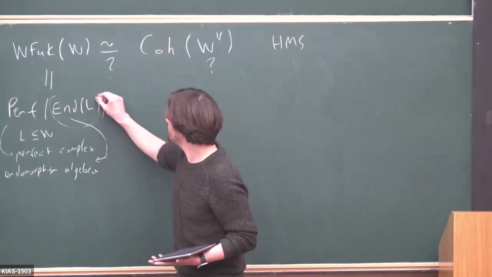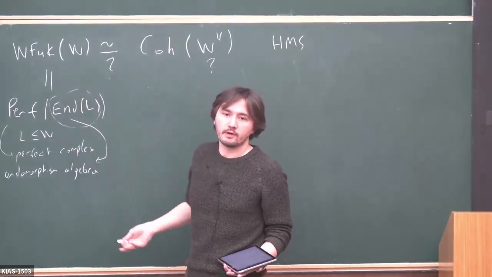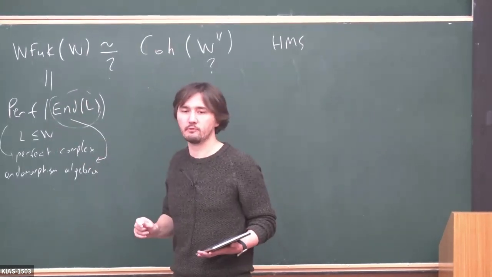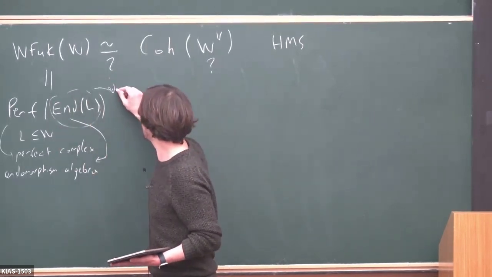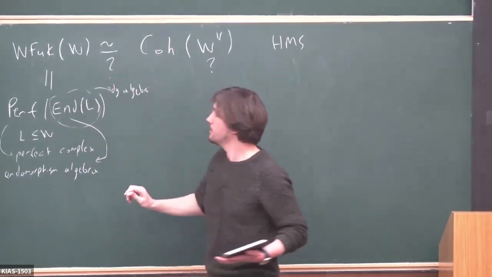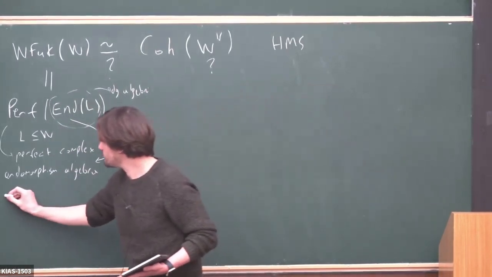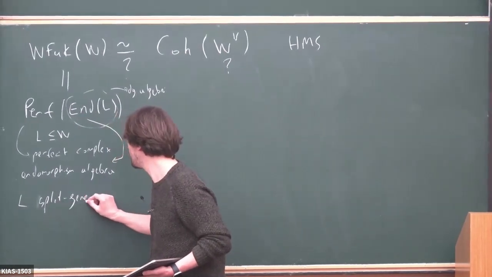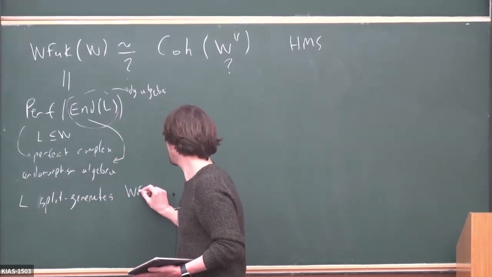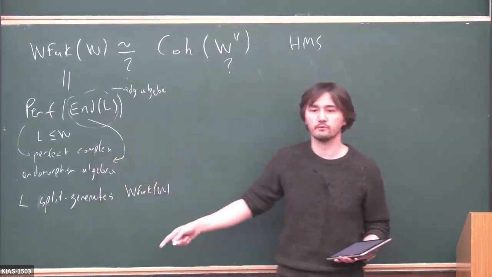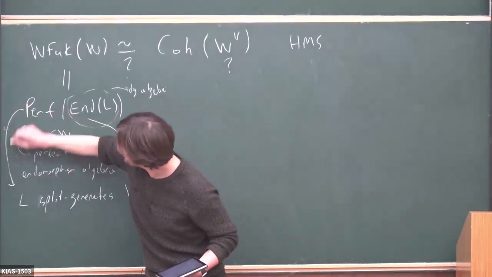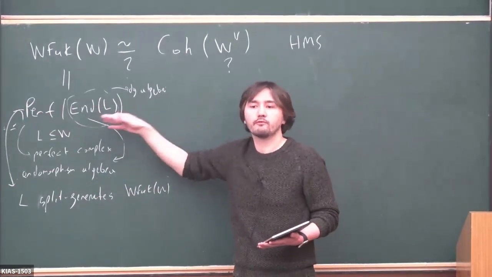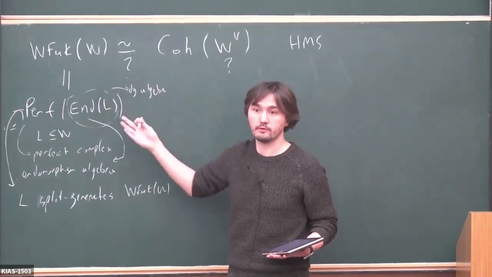So this gives you some infinity algebra, or you can even think it's a DG algebra. You can find an equivalent DG algebra. So this is like a DG algebra, let's say. That means, in other words, that L split-generates the Fukaya category. That statement is equivalent to this. They have the same meaning. So writing it like perf of some DG algebra is my goal.